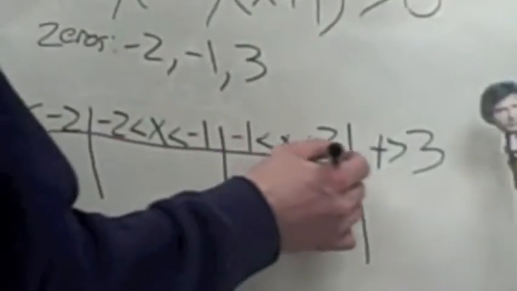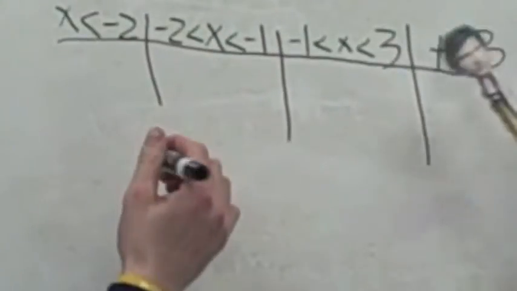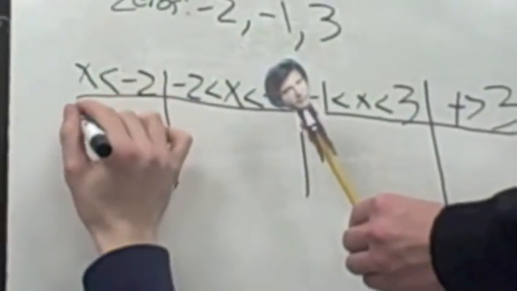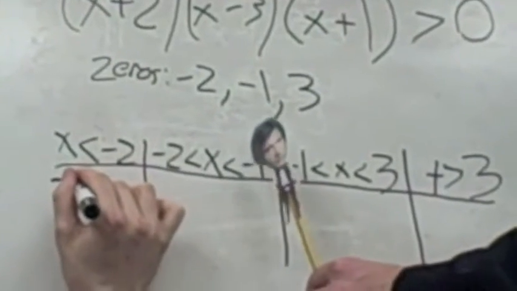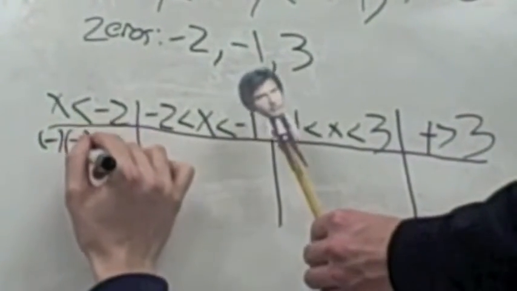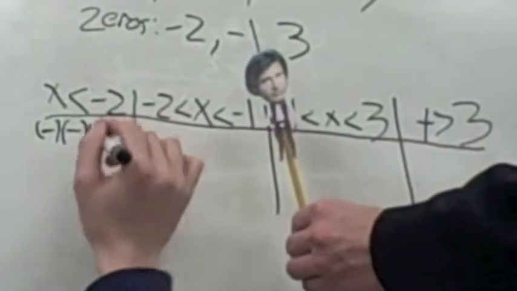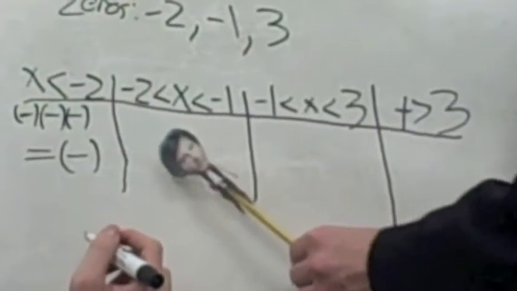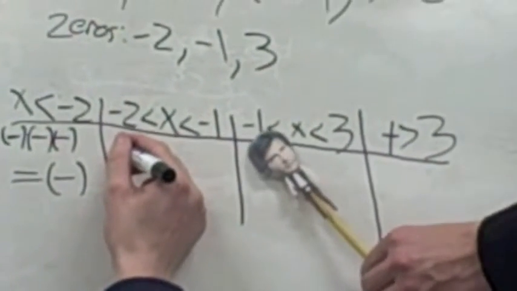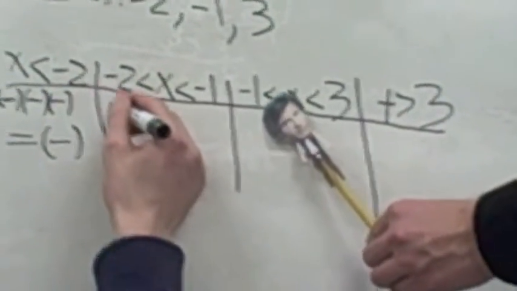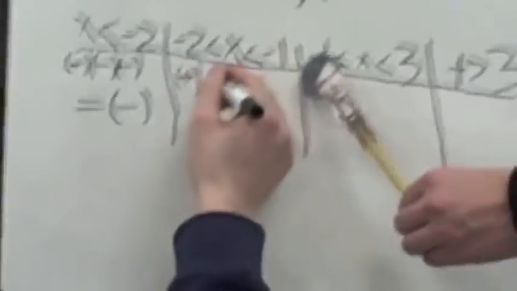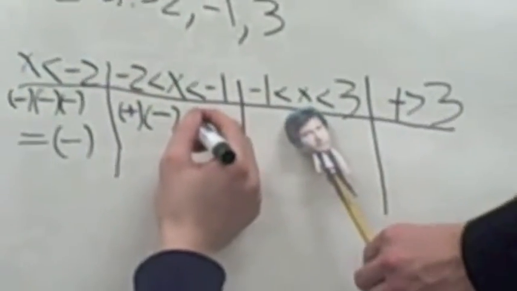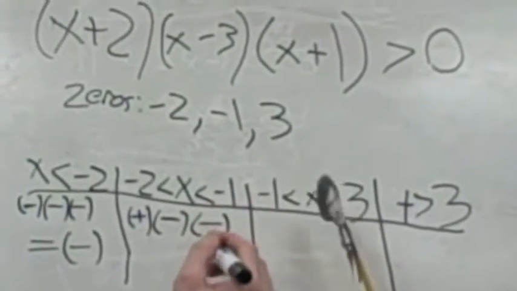Now you sub the numbers into each piece of your equation to get the sign. So for x less than negative 2, we can use negative 3. Negative 3 plus 2 is a negative. Negative 3 minus 3 is a negative. And negative 3 plus 1 is a negative, making this sign negative. For the second interval, we can choose negative 1.5. Negative 1.5 plus 2 is positive. Negative 1.5 minus 3 is negative. And negative 1.5 plus 1 is negative, making this sign positive.